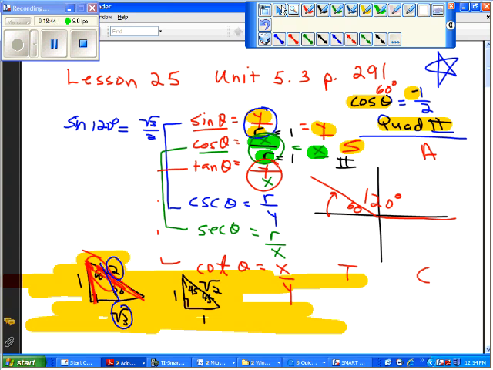But then I've got to figure out the sign. Well, what's true about sine in quadrant 2? Sine is positive in quadrant 2, so sine 120 is square root 3 over 2. See what's fixing to start happening? Everything we've learned is fixing to start tying together here. Okay?